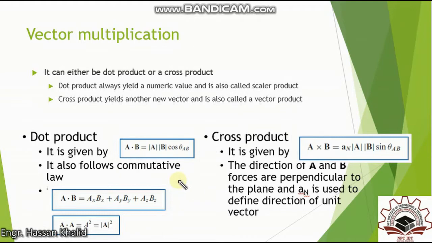The dot product of these two vectors also follows the commutative law. That means that A dot B will be equal to B dot A.